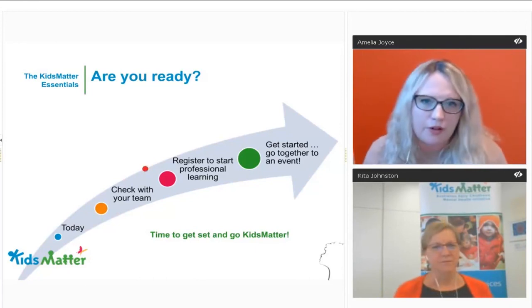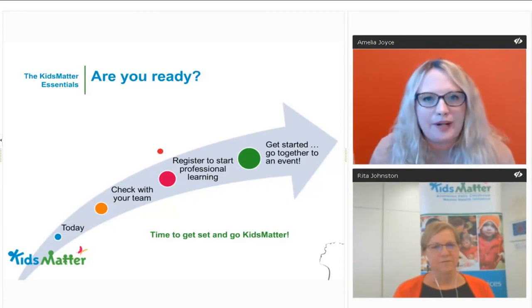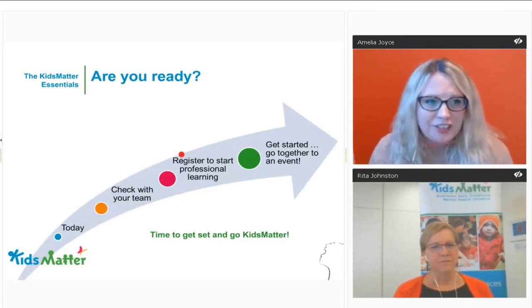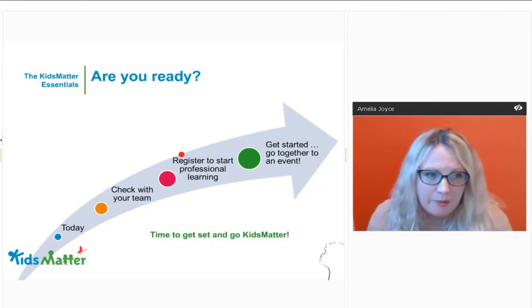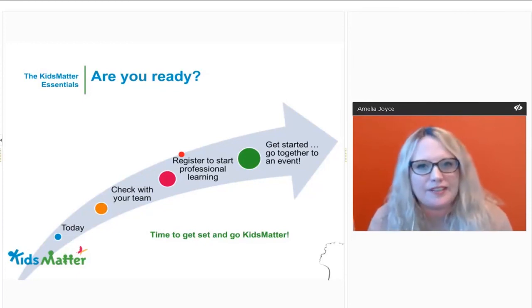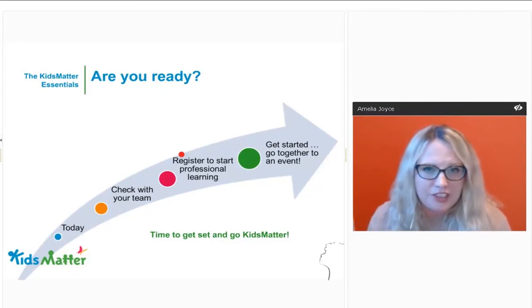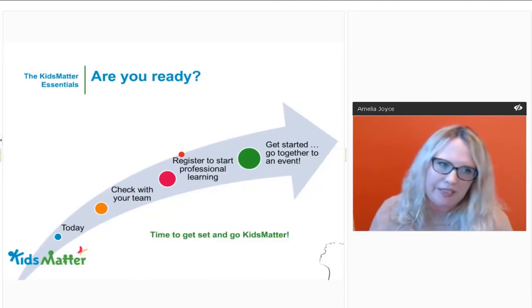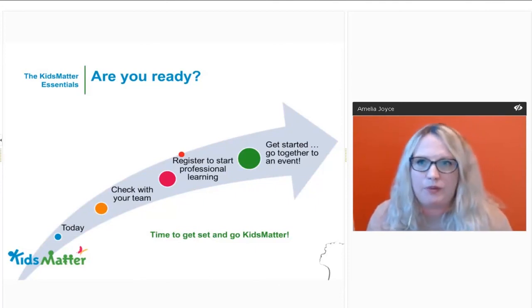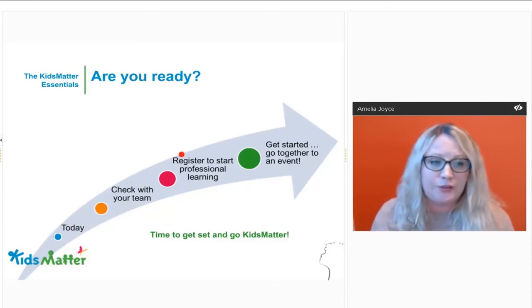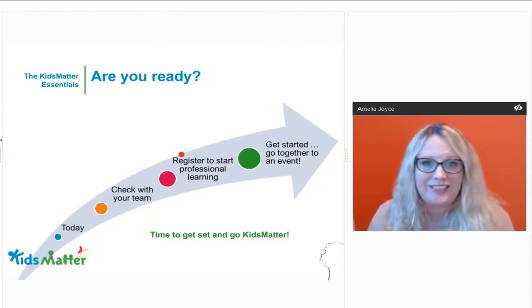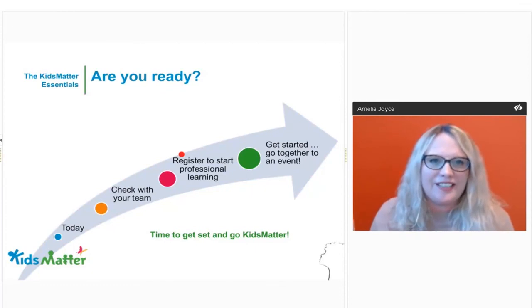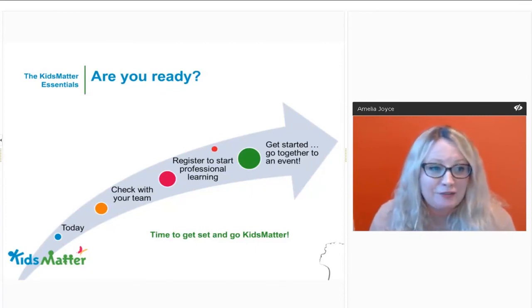The next step after attending today is to register your interest with us, to say, look, yep, we're ready to start our KidsMatter experience. So there'll be a form in the follow-up information that we send out to you that will actually provide you with that link. But I think Sarah might be popping the link up now as well if people are interested in registering. And then from registering your interest in starting your KidsMatter experience, you're ready and you're set, and then it's time to go together to an event.